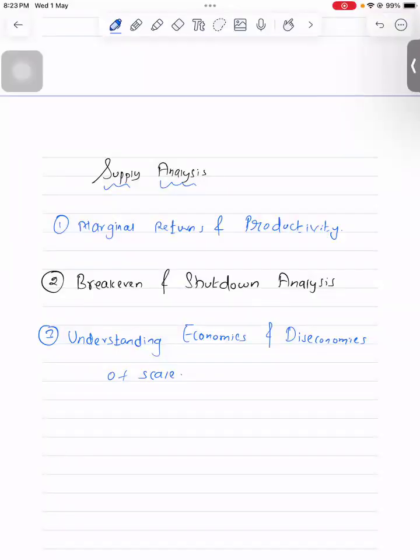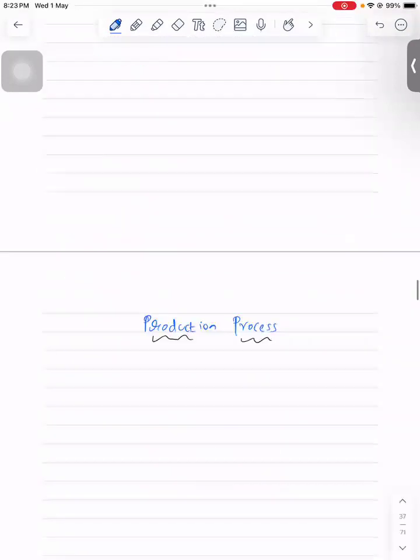Okay, so under supply analysis, we will cover marginal returns and productivity, and then we will see break-even and shutdown analysis. And at the last, we will study understanding economies and diseconomies of scale. Now, again, I would like to start with the basics.